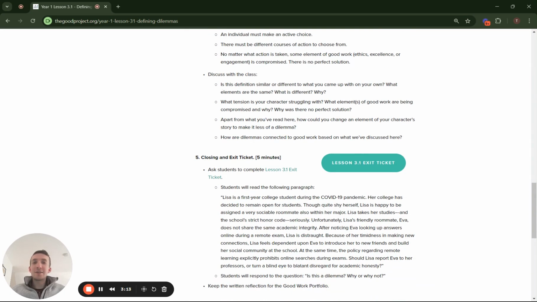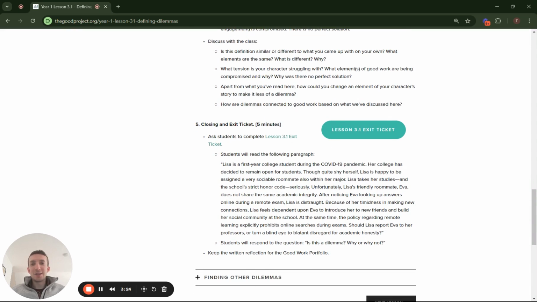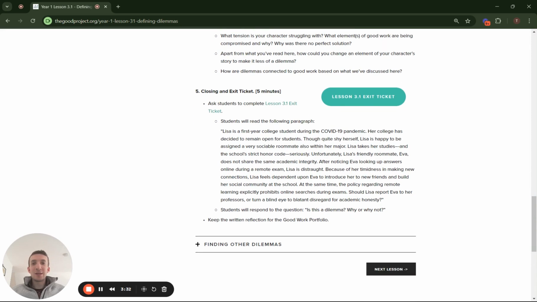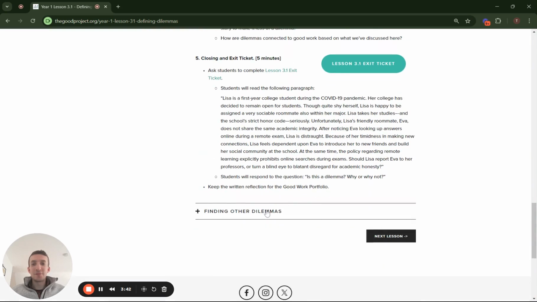Then you want to talk a little bit together about that dilemma definition. Is that what students came up with? Is that what they were thinking about as they read over those dilemmas in the worksheet? How are dilemmas connected to good work based on what's been discussed? And then the rest of the lesson is just the closing. Students read over this quick dilemma and respond to the question, is this a dilemma? Why or why not? Hopefully using some of the insights that they've developed through this lesson.